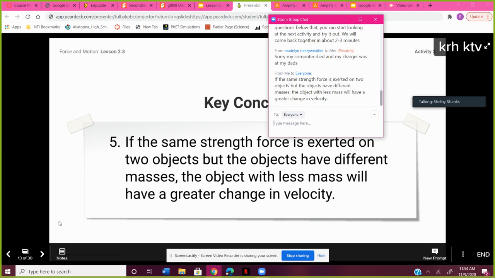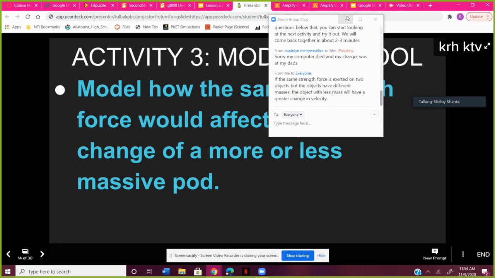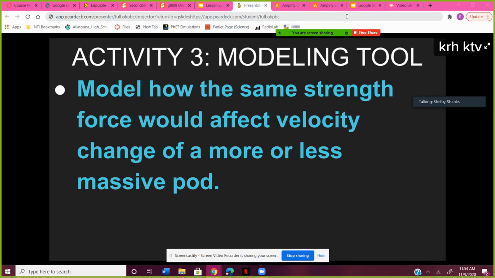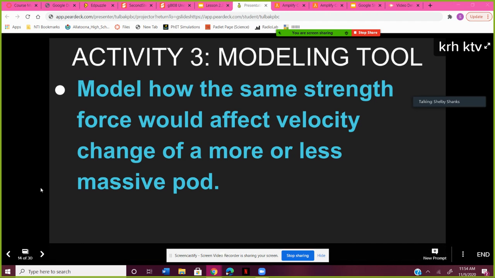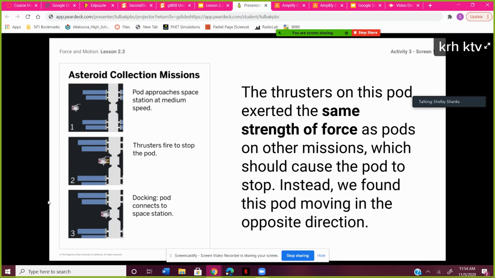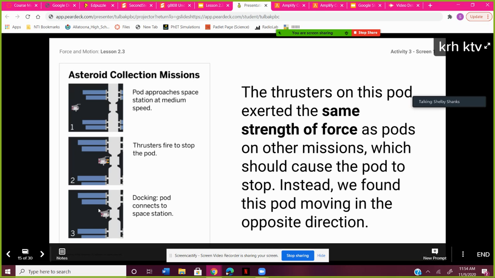All right, so I've put that in the chat if you're falling behind at all. And so activity 3 is going to be modeling how the same strength force would affect velocity change of a more or less massive pod. Okay? So the thrusters on this pod exerted the same strength force as pods on any other mission. So we know in a regular mission that they would dock at the space station. So instead we found that this pod was moving in the opposite direction.